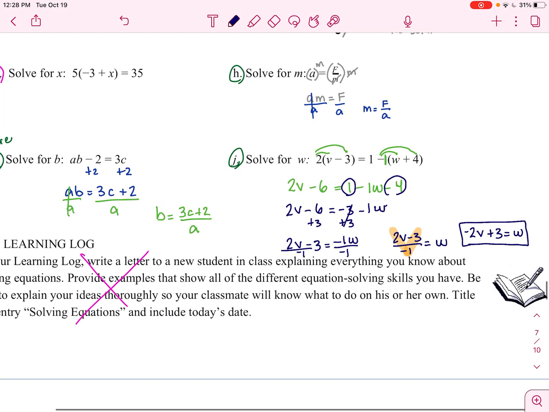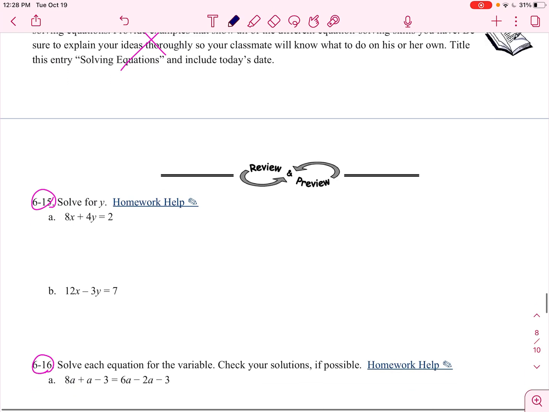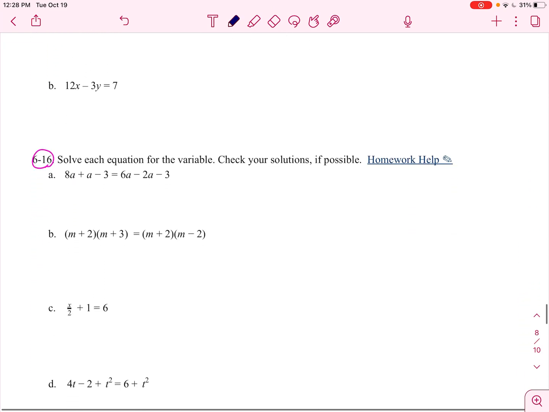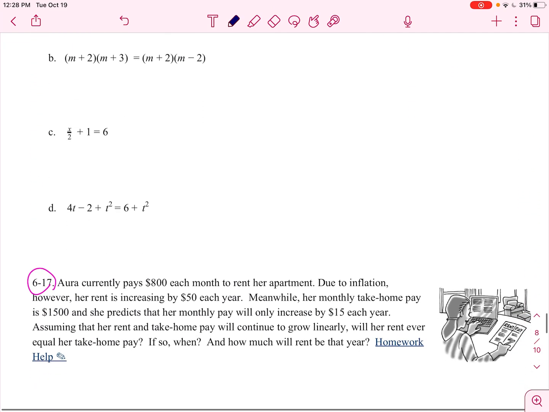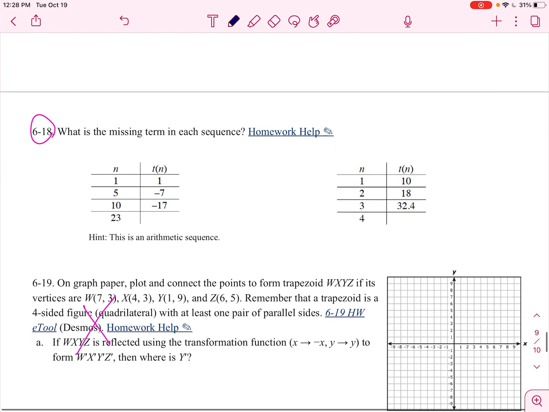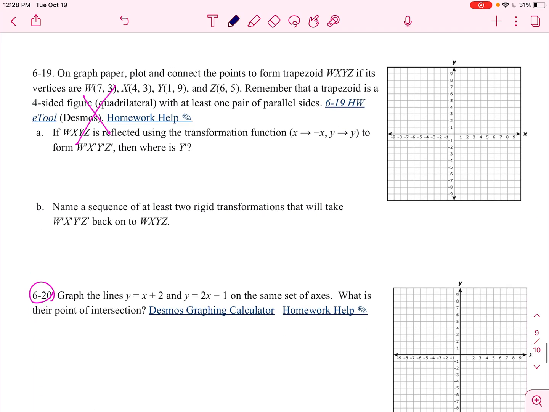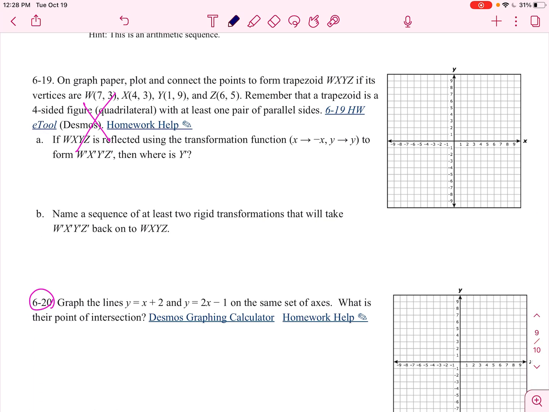Let's skip the learning log today for time's sake. And then on your review and preview, attempt everything that I've circled in pink. Let's cross out 19 today. So we will cross out 19 from this section, and I'll write this hopefully in the instructions.